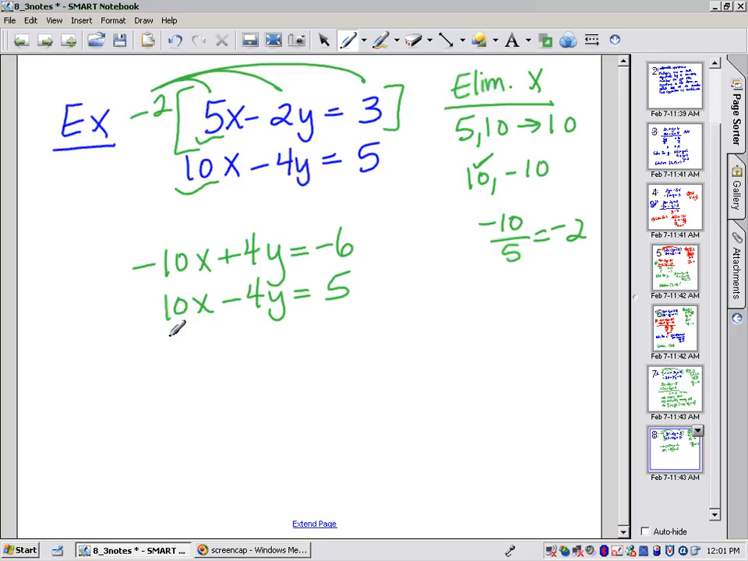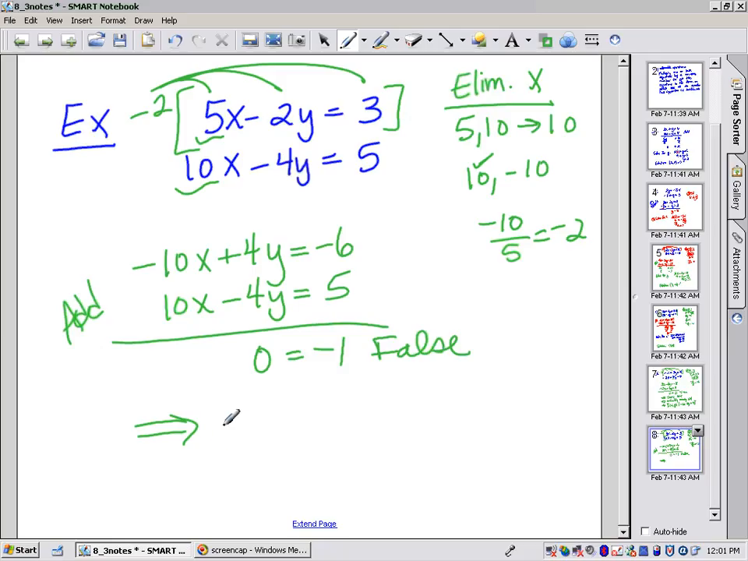So notice what happens in this case when I add the two equations together. My x's are eliminated and my y's, so I get 0. But negative 6 plus 5 is a negative 1. So in this case, I get a false statement, which tells me that these lines are parallel and that there is no solution to the system.